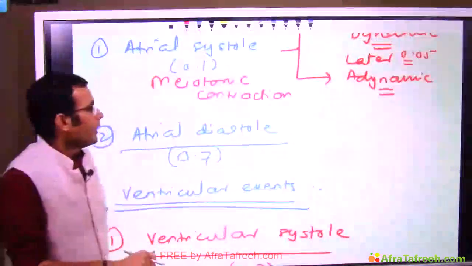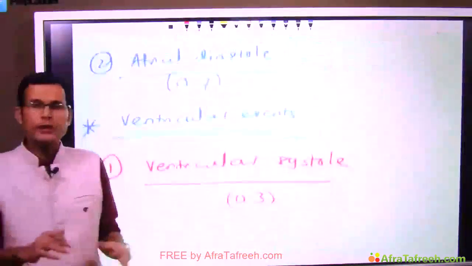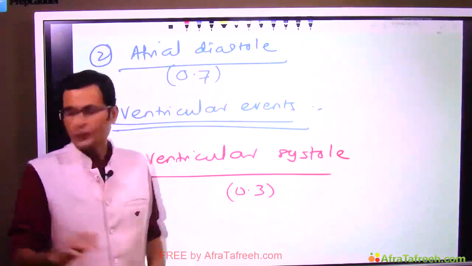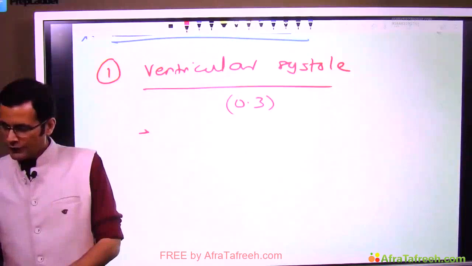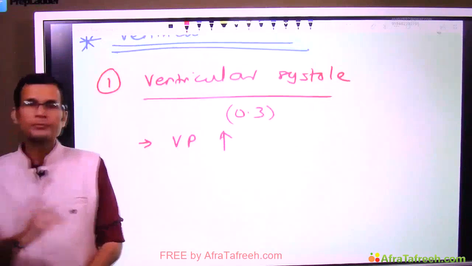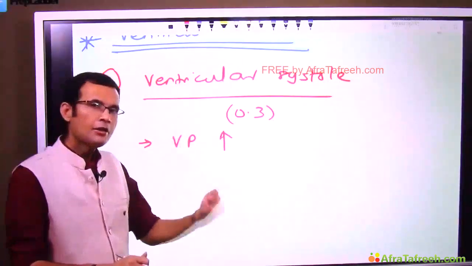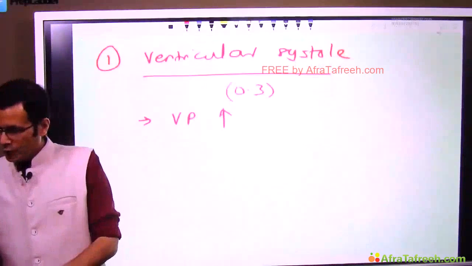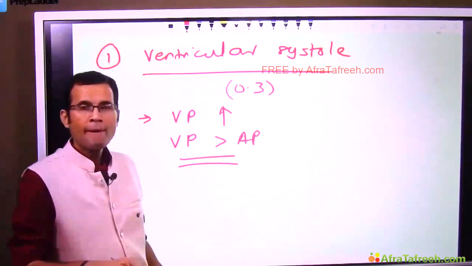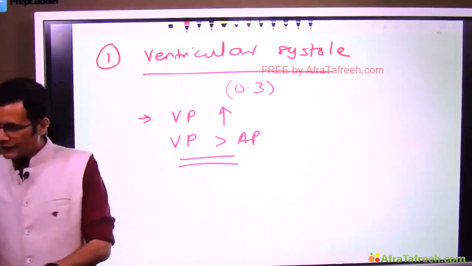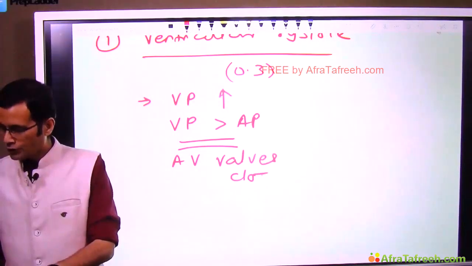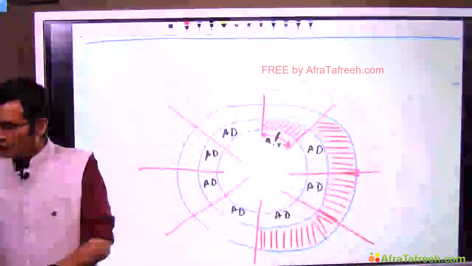Okay, first, as we have said, systole means rise of pressure. So at the onset of ventricular systole, ventricular pressure begins to rise, and soon ventricular pressure becomes more than the atrial pressure, right? And therefore what happens? AV valves close. So let's write down here.